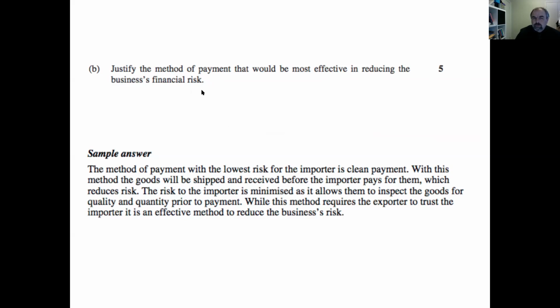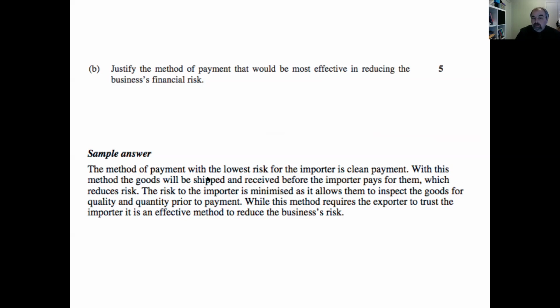So students in this particular year perform pretty poorly in this question because it's on looking at methods of payments, you know, the last section of financial strategies, which students find the most difficult part of the entire course. So let's have a look at it. The method of payment with the lowest risk for the importer is clean payment. So we're just answering the question straight away. Lowest risk, clean payment. With this method, the goods will be shipped and received before the importer pays for them, which reduces risk. So there we go.